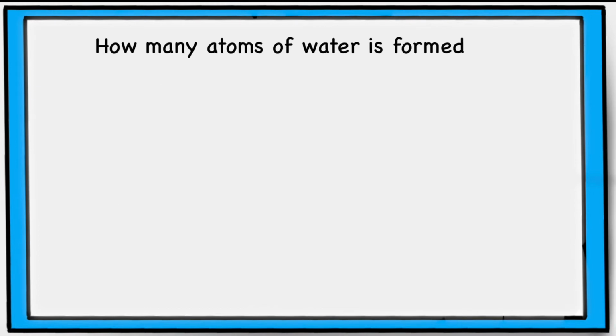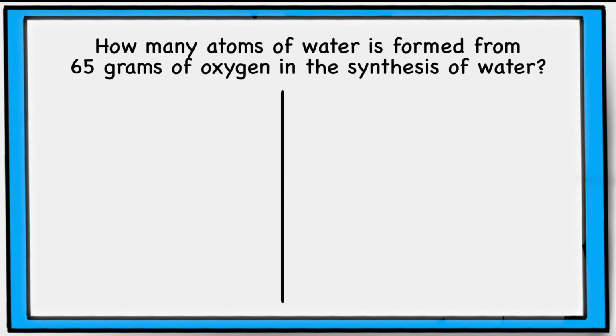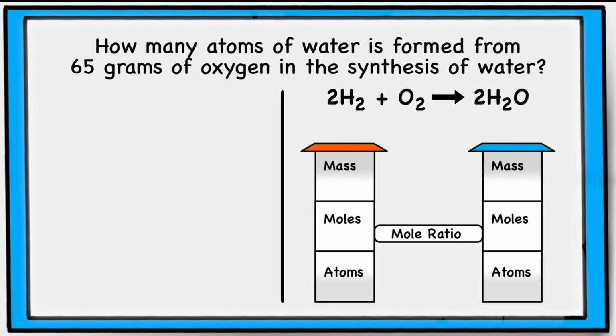How many atoms of water is formed from 65 grams of oxygen in the synthesis of water? After writing out a balanced equation, we get to label our buildings. The one on the left is going to be labeled oxygen, while the one on the right is going to be labeled water. We are given 65 grams of oxygen, so we are going to put that in the mass portion of our oxygen building. We want to get atoms of water, so we're going to put a question mark on our atoms floor of the water building.